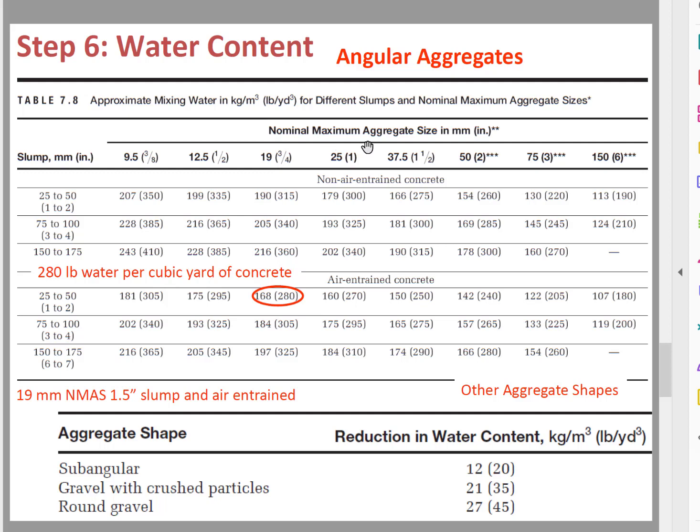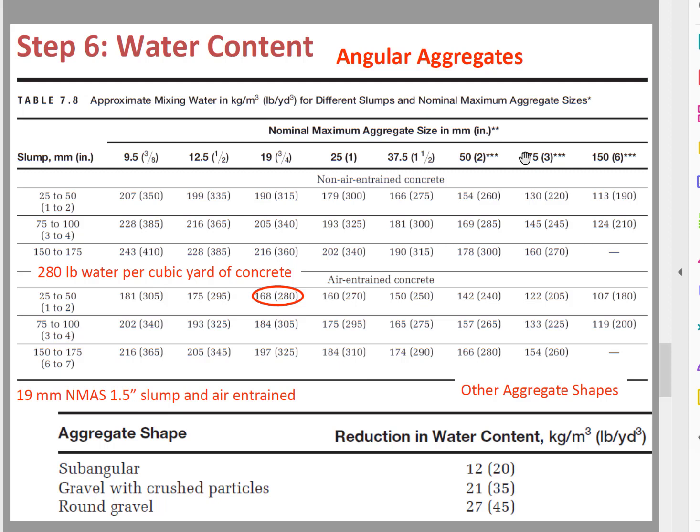So we need to know the nominal maximum aggregate size, which is 1 inch for this problem, and this is for non-air entrained, and these 3 rows are for air entrained. So the concrete is air entrained, and the slump is about 3 inch. So it's the second row here, and corresponds to the 1 inch nominal maximum aggregate size. So it should be 295 pounds of water per cubic yard of concrete.